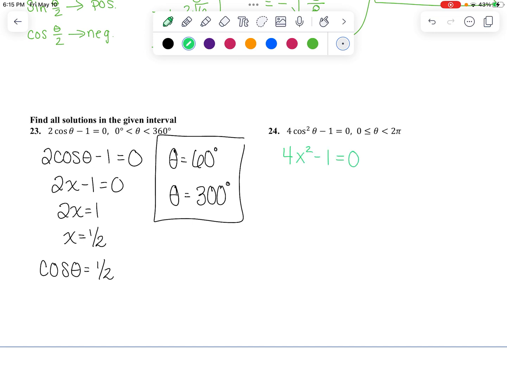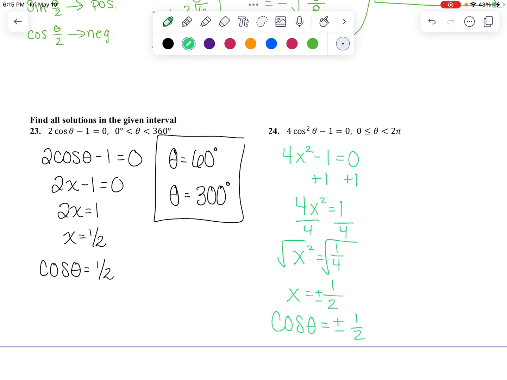Okay, 4 cosine squared minus 1 looks like 4x squared minus 1. Add the 1. 4x squared is equal to 1. Divide by 4. X squared is equal to 1/4. Square root. X is equal to square root of 1 is 1. Square root of 4 is 2. Don't forget the plus or minus. Remembering that it was cosine. Cosine is a positive or a negative 1/2.